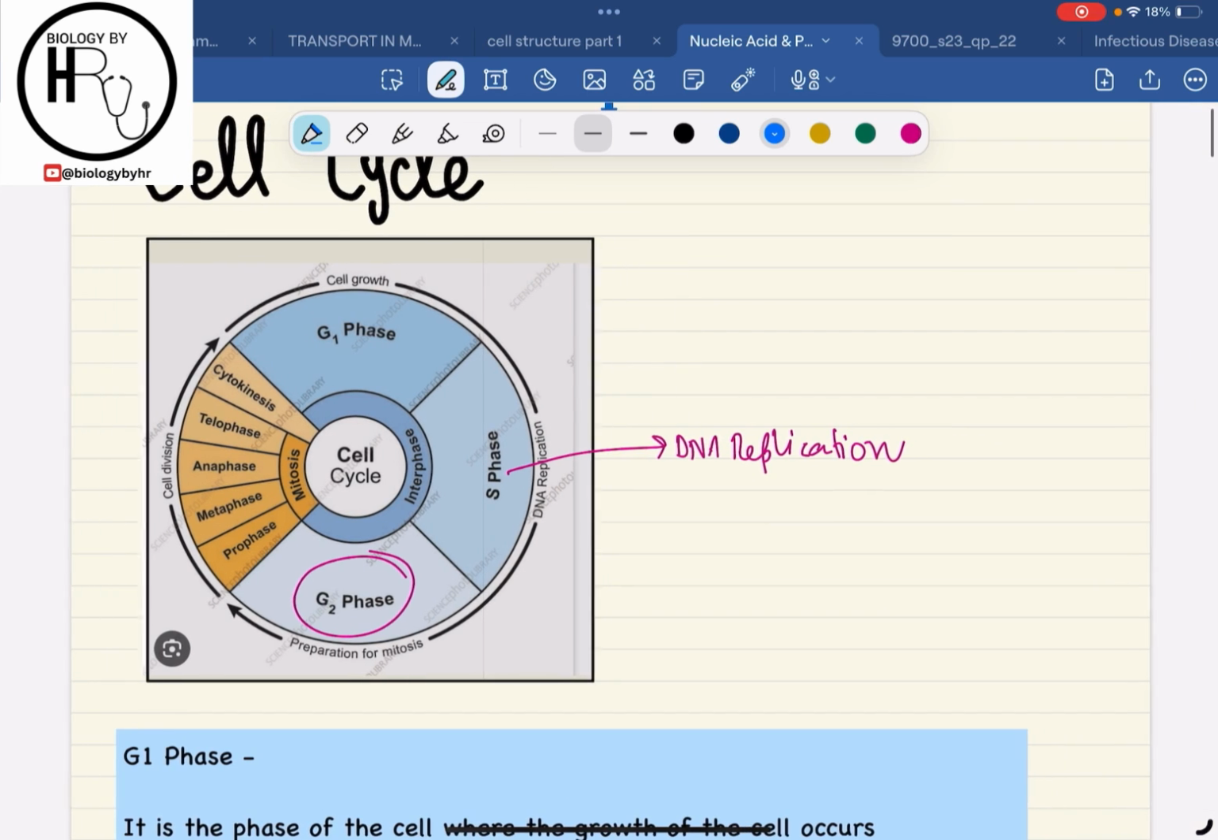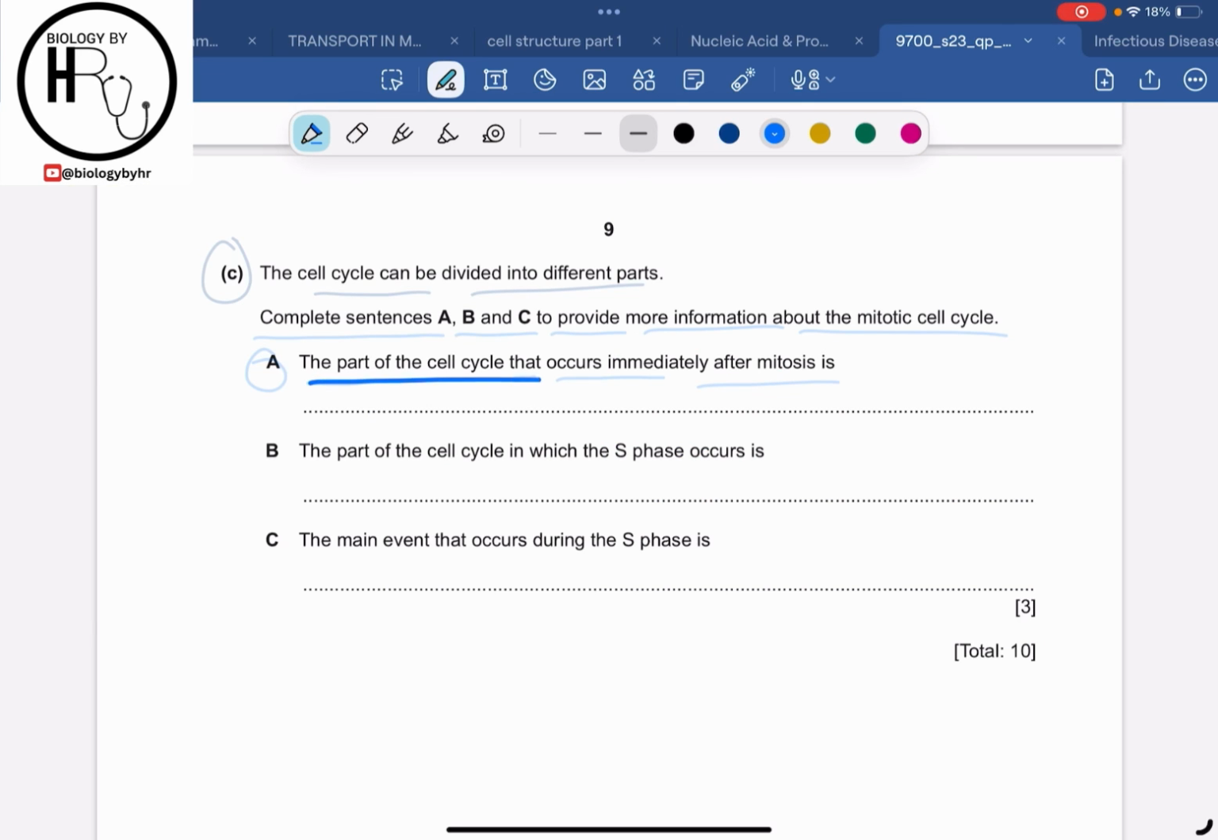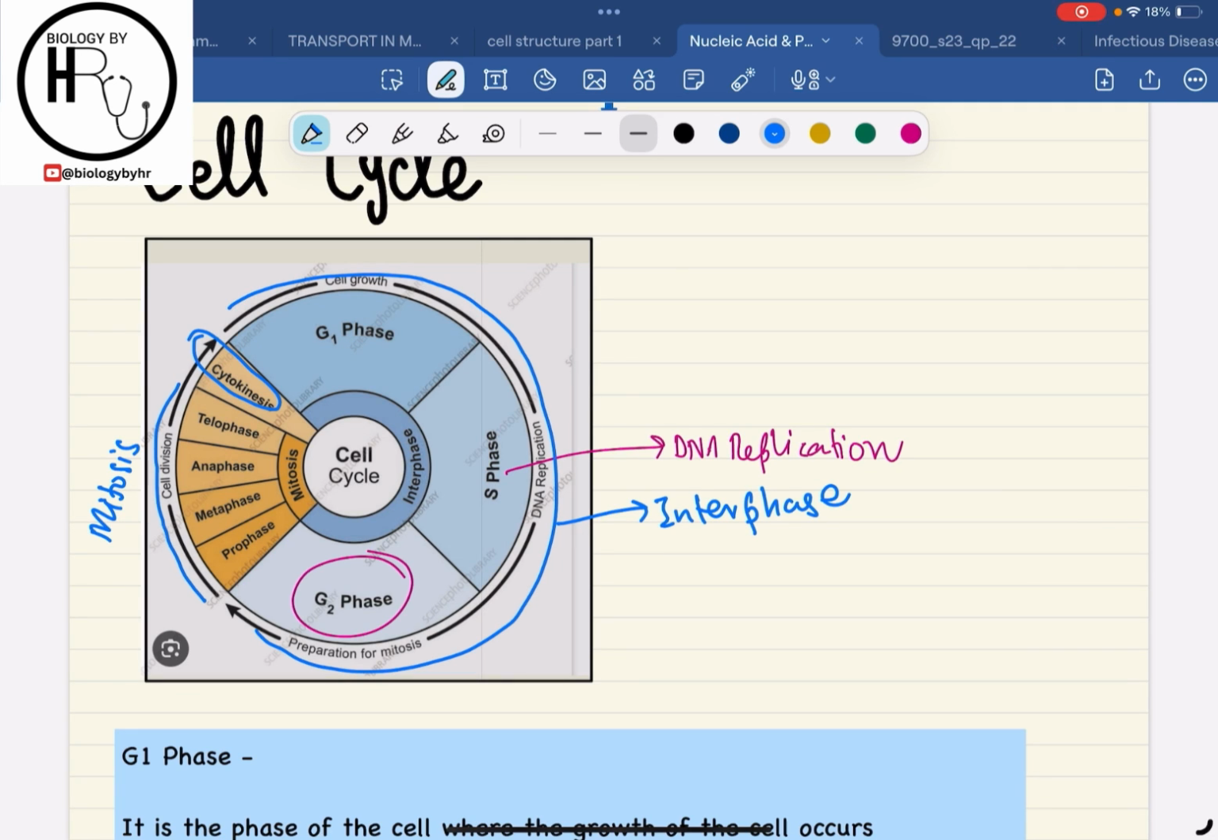Now this is the cell cycle over here. If I talk about the cell cycle, the G1 phase, S phase and the G2 phase are basically the interphase of the cell cycle. And then prophase, metaphase, anaphase, telophase, this is the mitosis phase of the cell cycle, and then comes the cytokinesis phase. Now they are saying that the part of the cell cycle that occurs immediately after the mitosis, so that is the cytokinesis. Cytokinesis is a phase that occurs right after the mitosis.